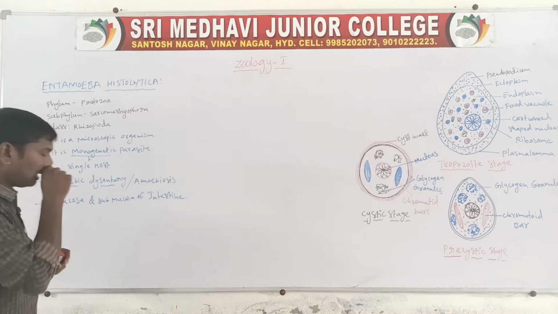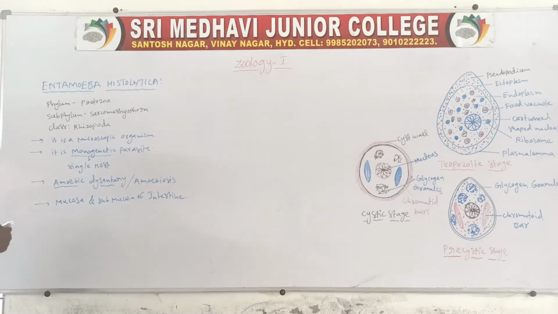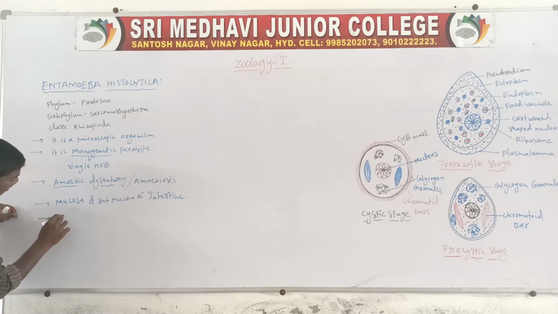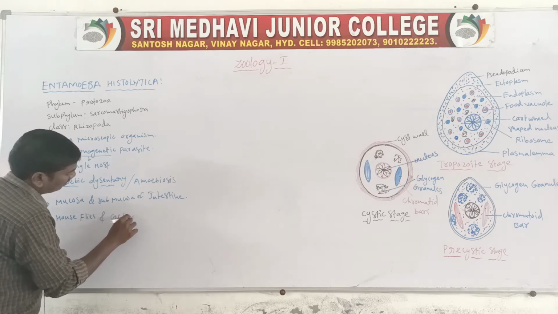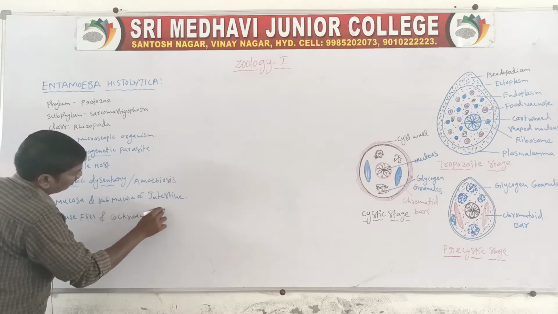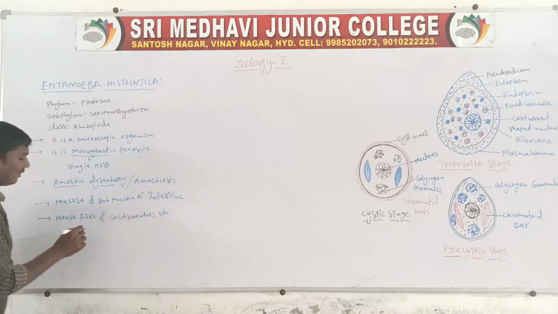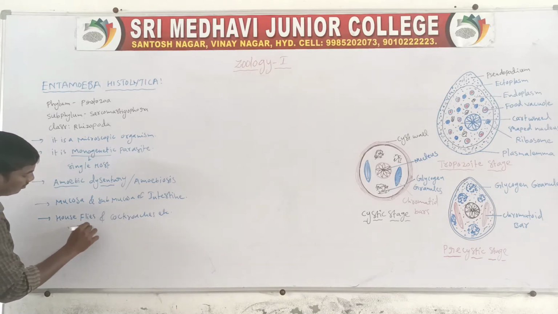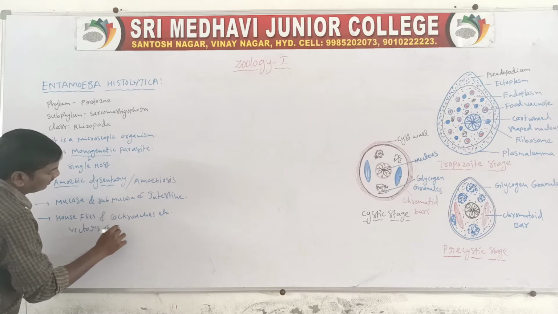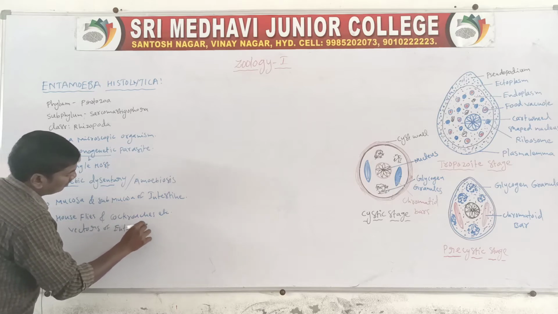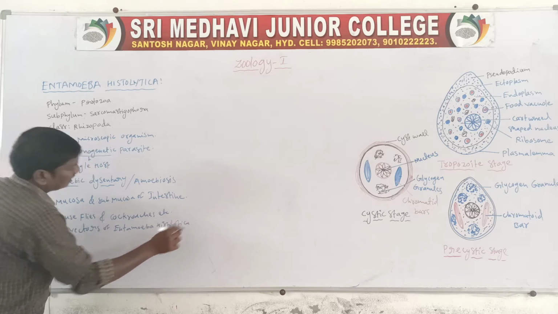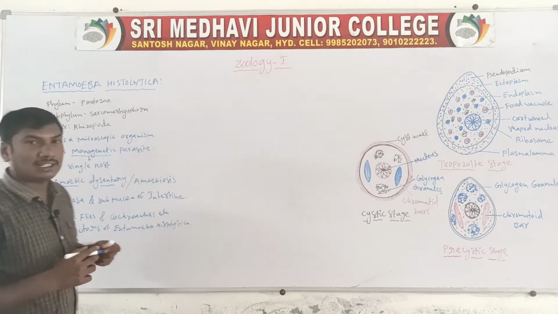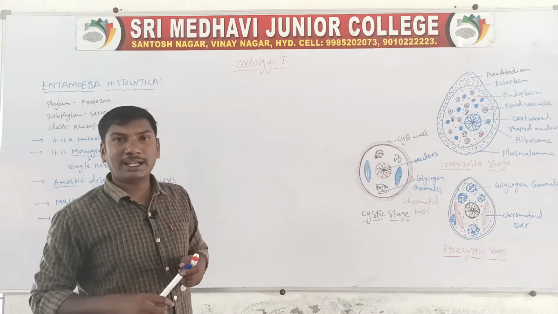Next, the vectors are house flies and cockroaches, etc. So house flies and cockroaches are the vectors of Entamoeba histolytica.